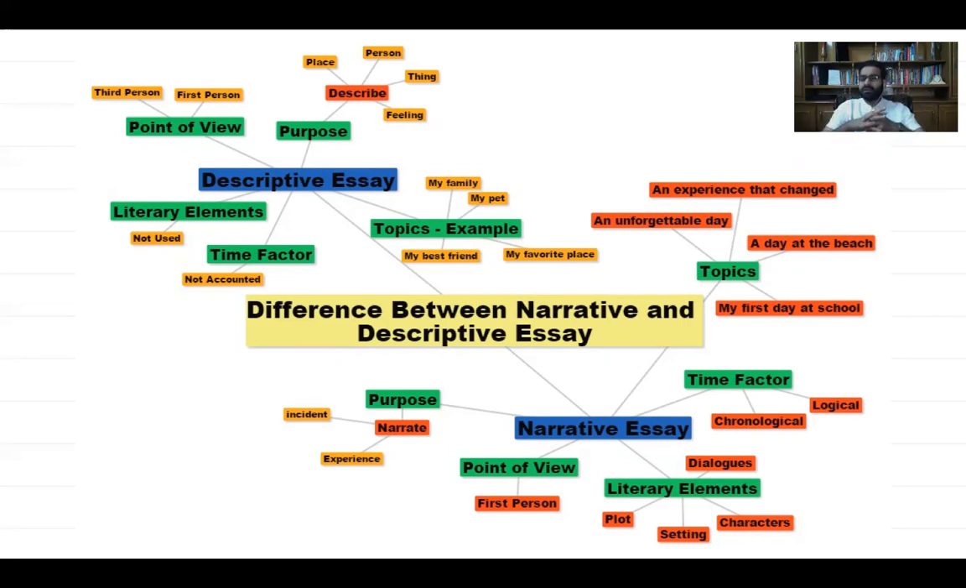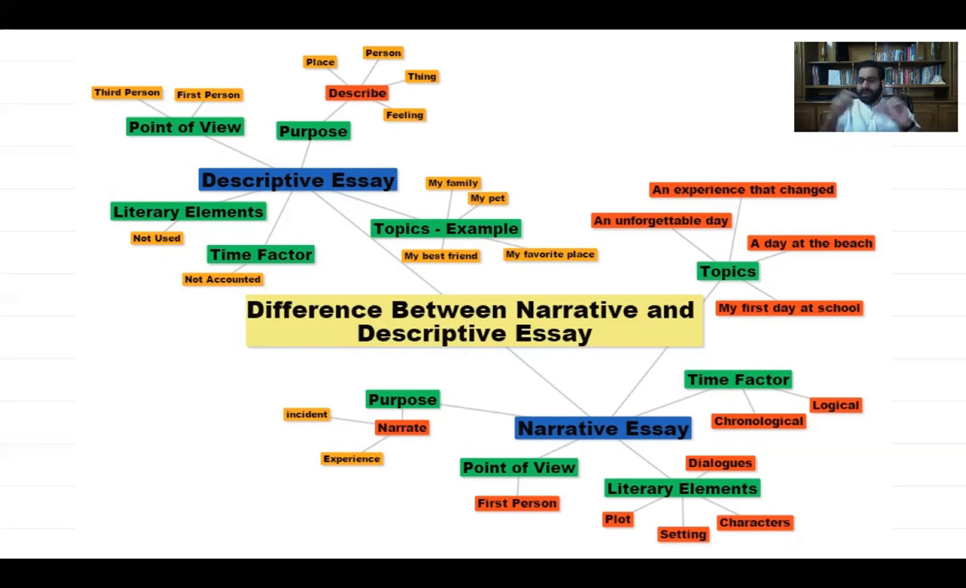And then coming to the narrative essay, there is a purpose. It narrates incidents and experiences. It has a point of view, and it's always in first person. Literary elements are there, for example, plot, setting, character, dialogue. And then the time factor is there, chronological or logical. And then topics are there.